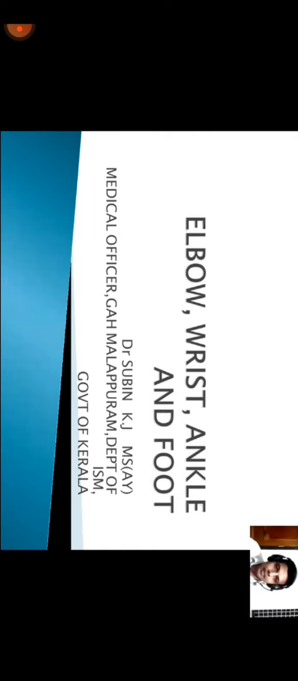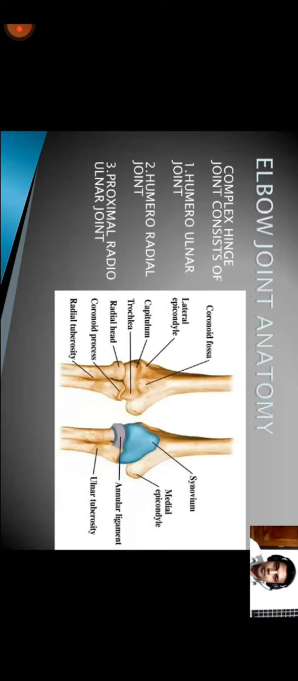Diseases and clinical conditions of elbow, wrist, ankle, and foot. First of all, we are going to the elbow joint. Relating to the anatomy, the elbow joint is a complex hinge joint, consisting of three joints. The three joints are: one, the humeral-ulnar joint. This is the humerus, and this is the ulna.